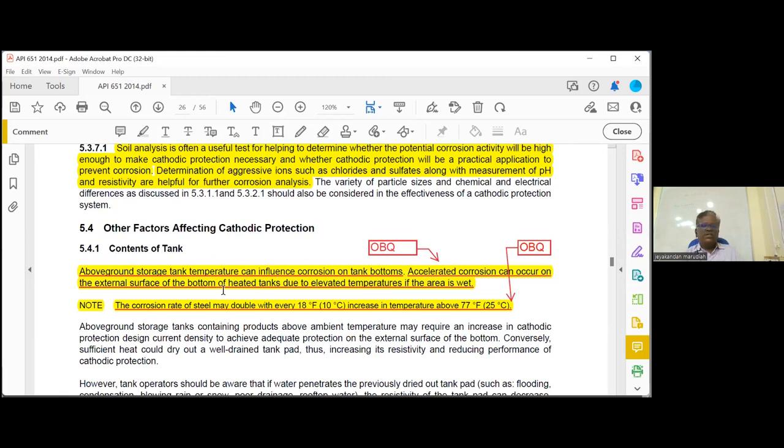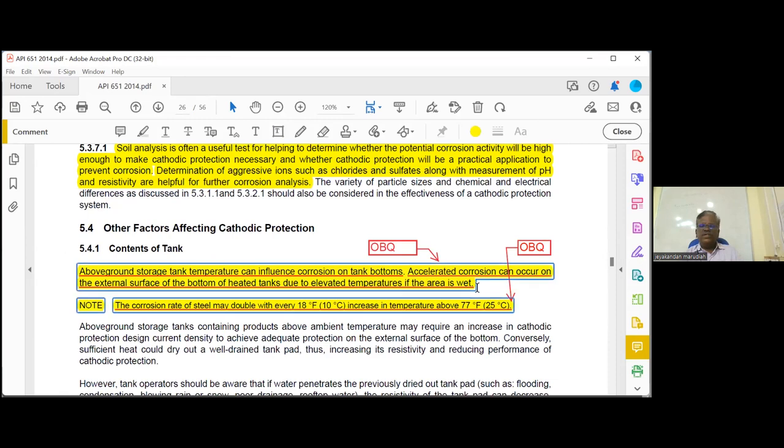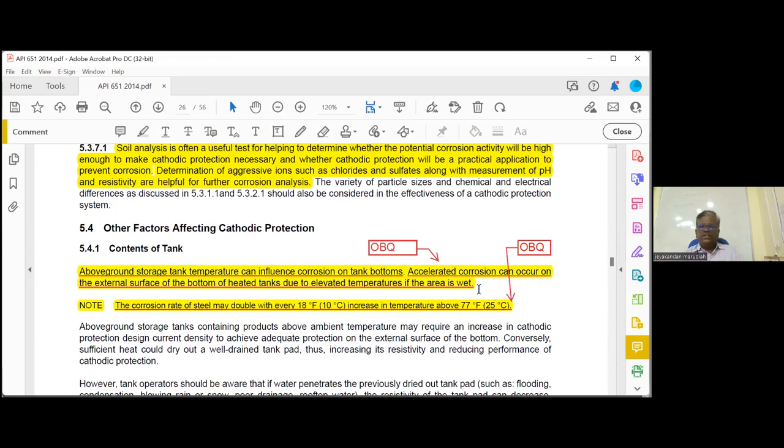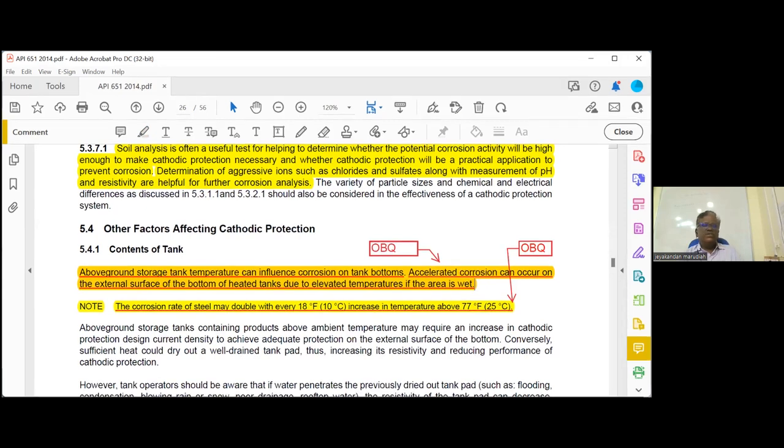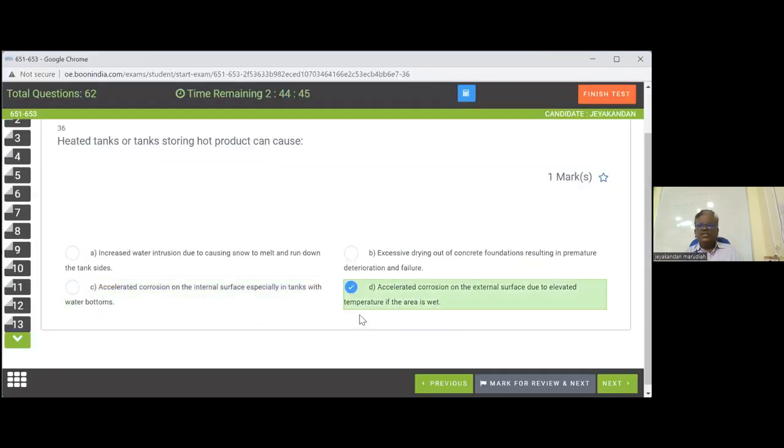So, sorry, it is the external surface of the bottom of the tank. We marked the answer wrongly. So this one: external surface of the bottom of the heated tank. So the correct answer is not this one. The accelerated corrosion on the external surface is due to the elevated temperature. Okay.